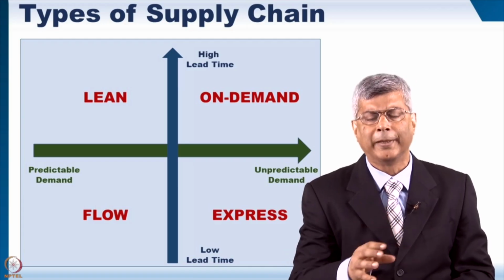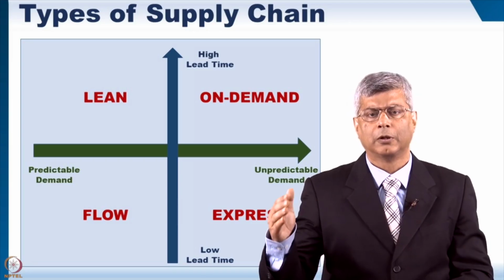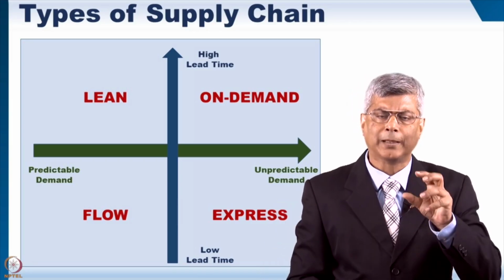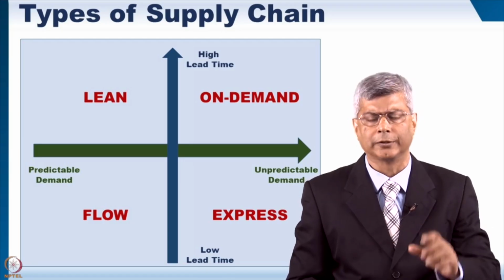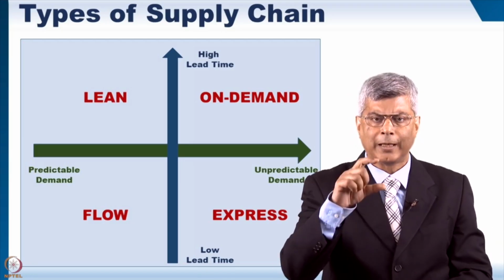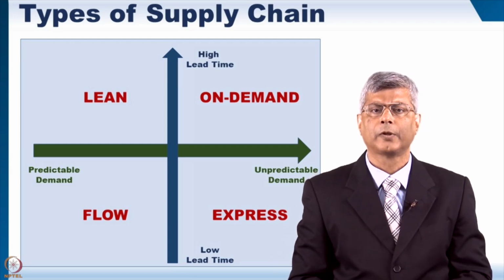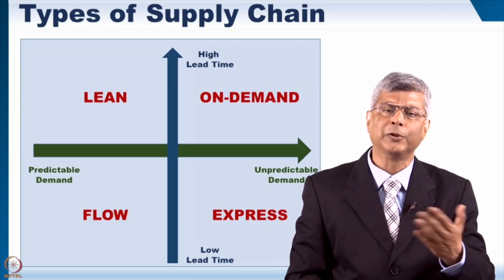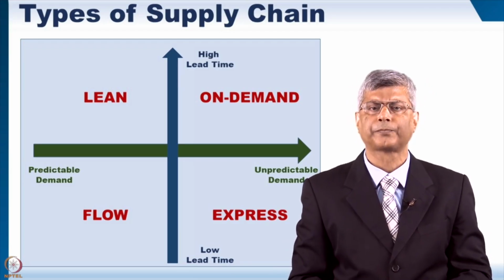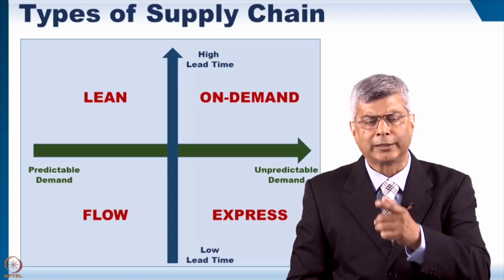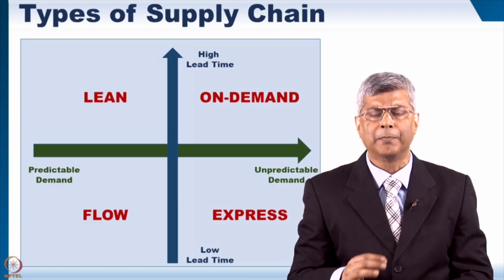Or an emergency medicine. Someone is almost in a life and death situation, and some medicine has to be brought in within hours. So lead time is very short because there's a life at stake. But the demand is unpredictable. You never know when that illness will happen, when the patient will come. Then you use the express supply chain. So these are the types of supply chain a company can have.